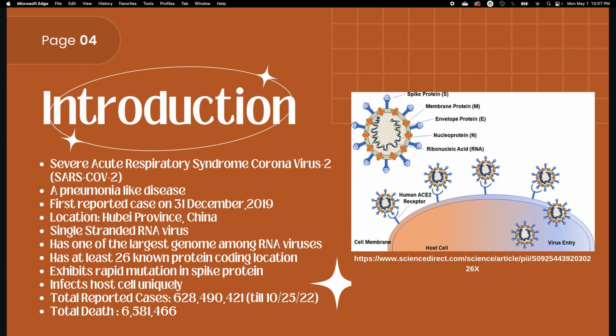So due to these reasons, this specific spike protein is important for this SARS-CoV-2 virus, and there are a total of 628 million reported cases due to this SARS-CoV-2 virus till 25 October 2022, and there are a total of more than 6 million deaths.